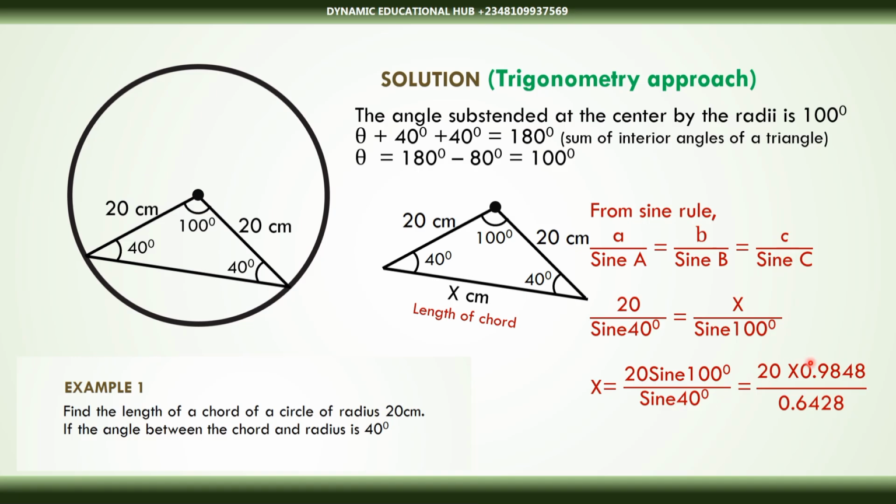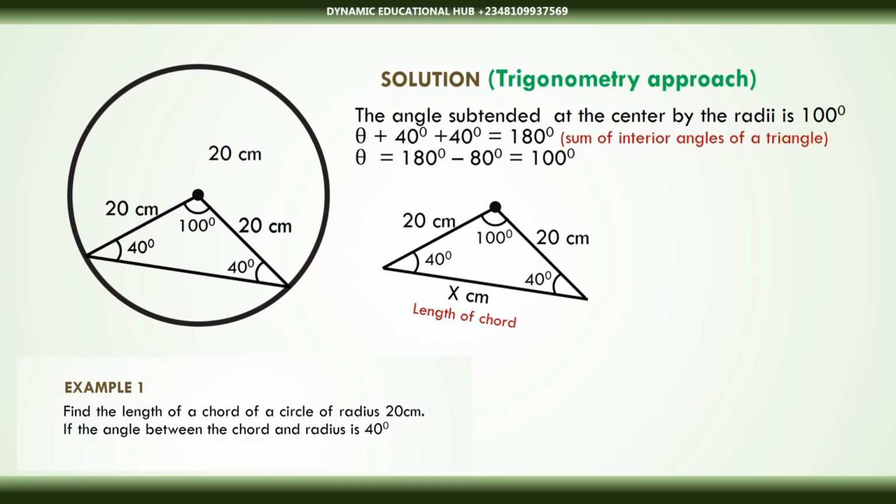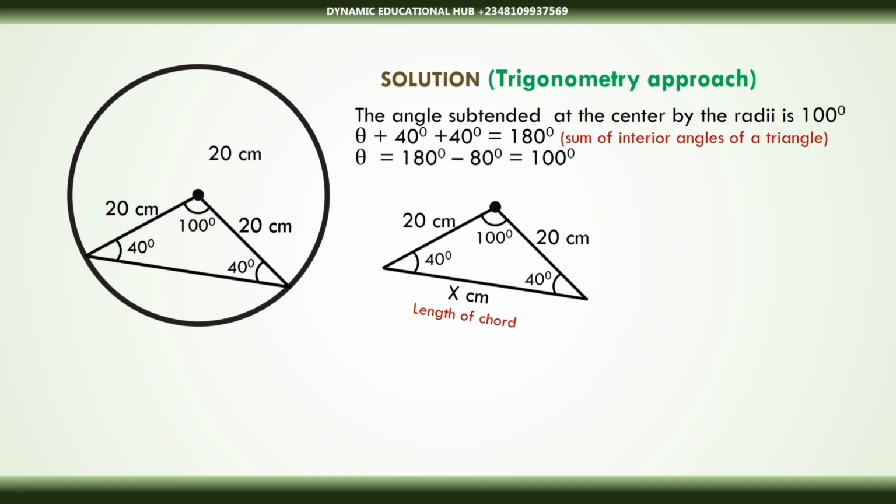which makes it 20 multiplied by sine 100, which is 0.9848, over sine 40, which is 0.6428. When you punch your calculator, you are going to get 30.64 centimeter. So which means that the length of the chord is going to be 30.64 centimeter. You can see how we solve a circle geometry question using trigonometry. So that is the beautiful thing about mathematics. We can still solve the same question using another approach.